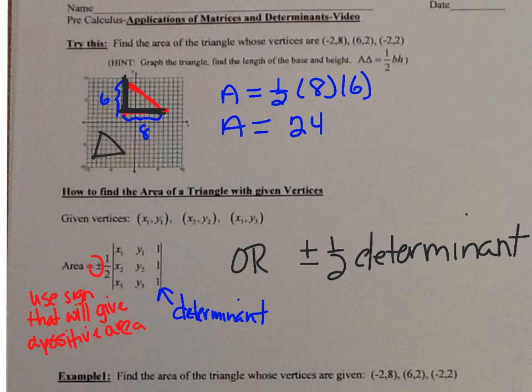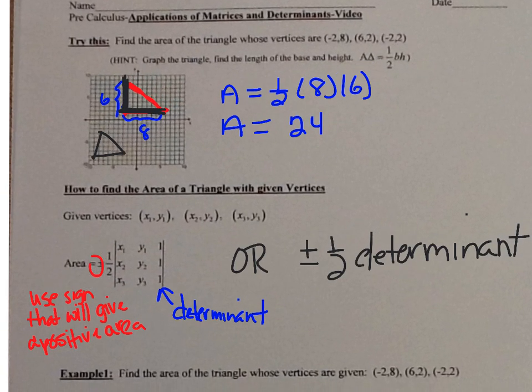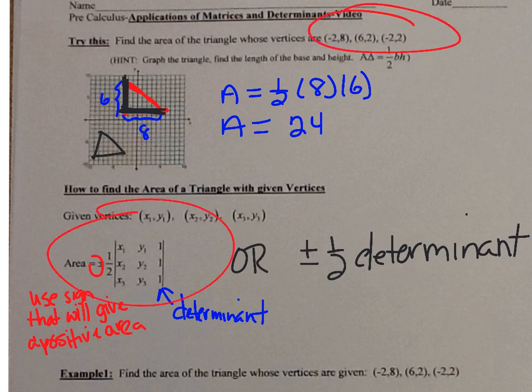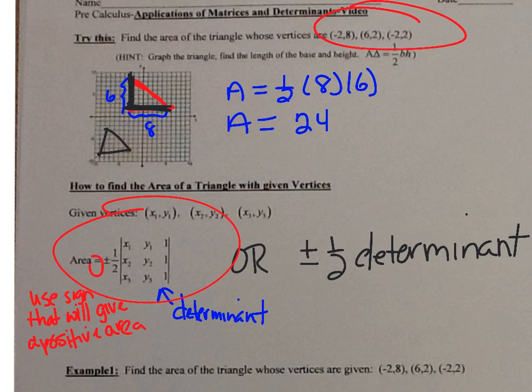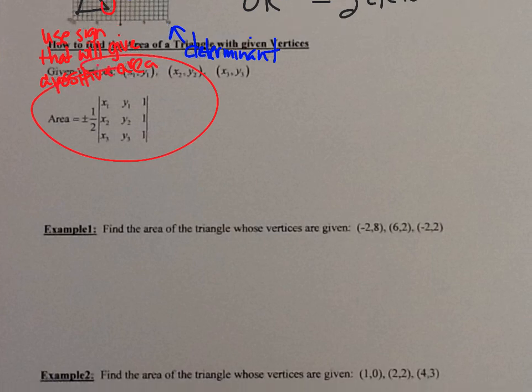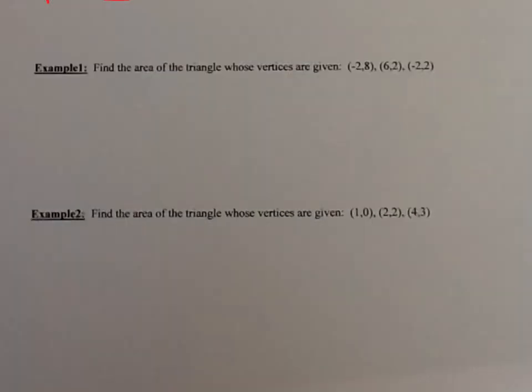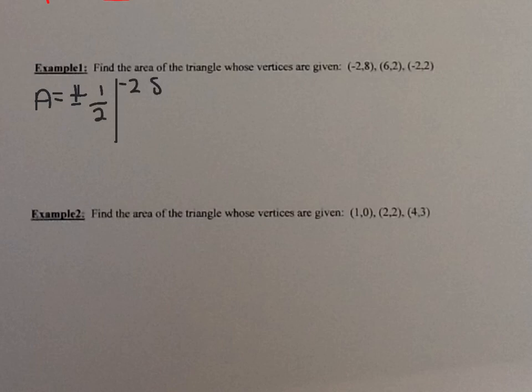Okay, so we're going to actually do this triangle up here, up top. We're going to do this triangle using this method here. So we know that the area should come out to be 24. So we're going to try that. Okay, so we have find the area of the triangle whose vertices are negative 2, 8, 6, 2, and negative 2, 2. So its area is equal to plus minus 1/2 the determinant. So that's going to be negative 2, 8, 6, 2, negative 2, 2, and then 1's down the last column.